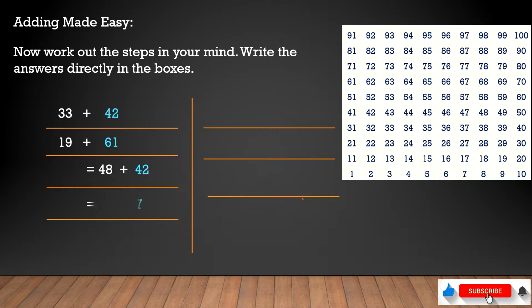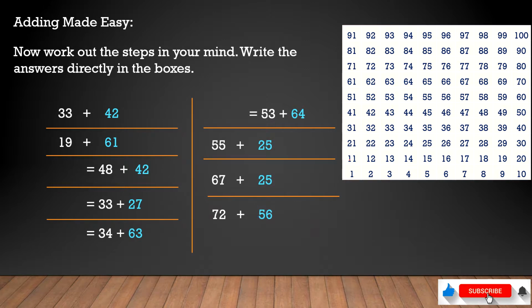So here are some examples, and we have to work them out in our mind to calculate these numbers and find their solutions. So let's try the first one. This is 33 and 42. We'll try to split the numbers and then add.